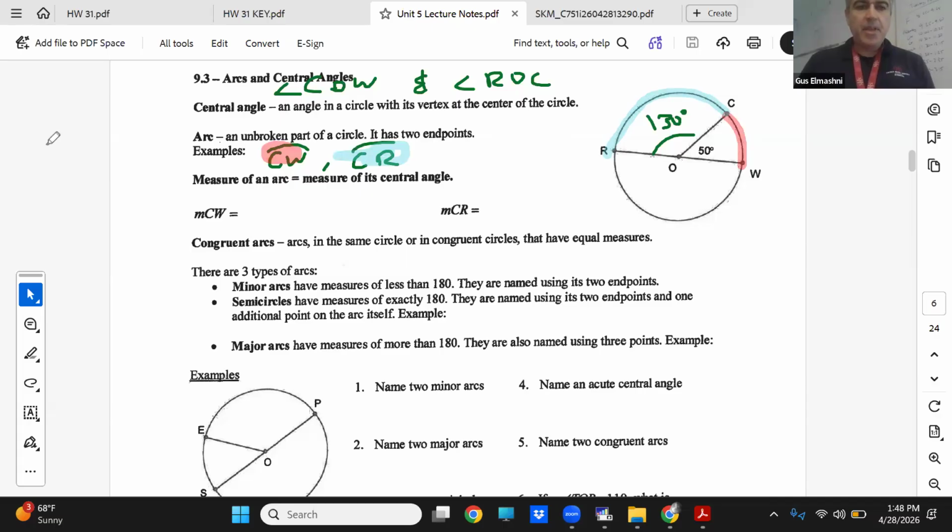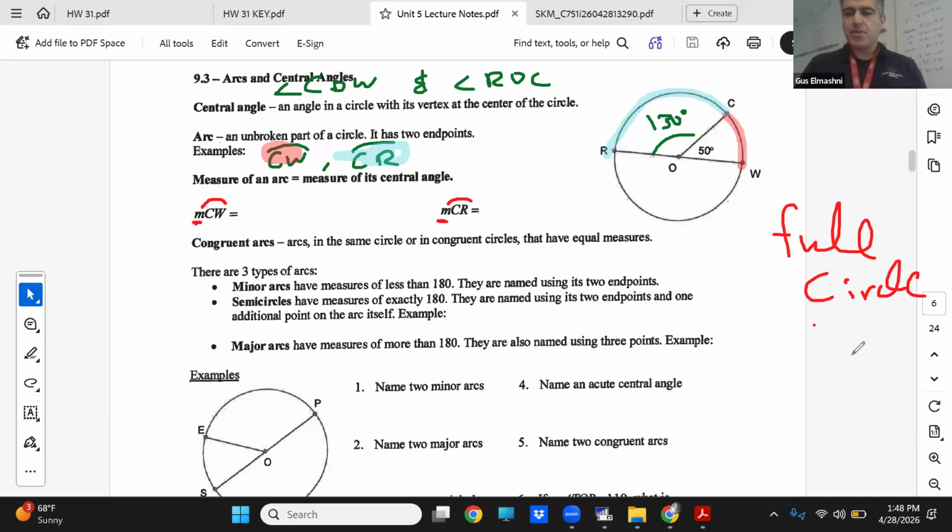And you're always supposed to put that little crescent symbol on top. This is just a bad print. It's supposed to show this, just so you know. Now, what do you think the M stands for when we have M next to something? So we want to find the measure of it. A full circle, we know a full circle is 360, right? Full circle, 360 degrees.